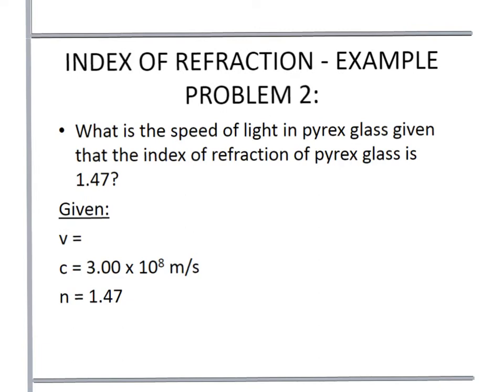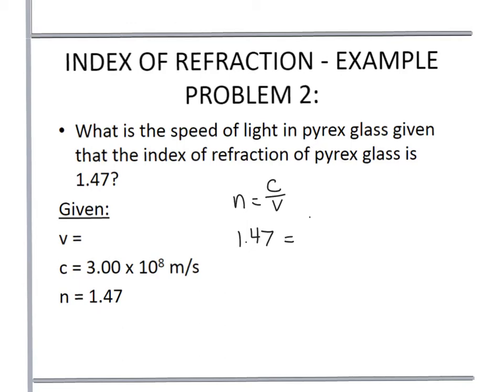So here's a sample problem. I want you to pause the video and give it a try. Remember, the formula we're using is n is equal to c over v. Pyrex glass is a type of glass that is used in labs a lot. So pause the video, see if you can figure it out, and or keep watching. So I'm going to fill in my blanks. So my n is 1.47, and notice there's no units because, again, it's a ratio.